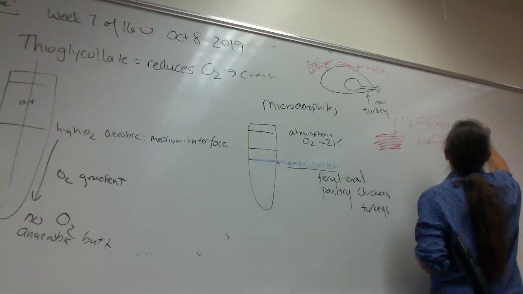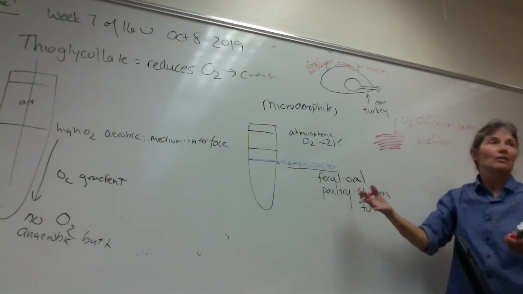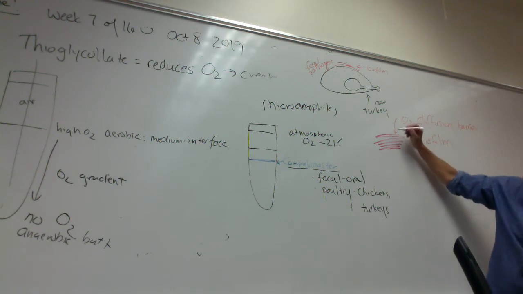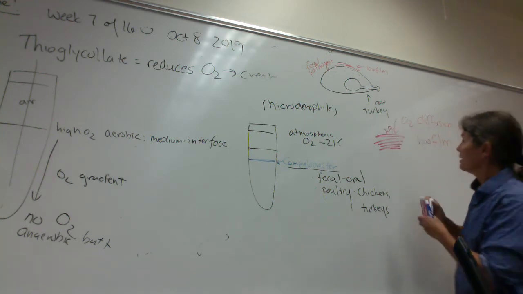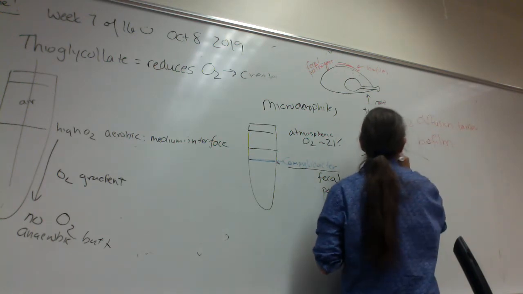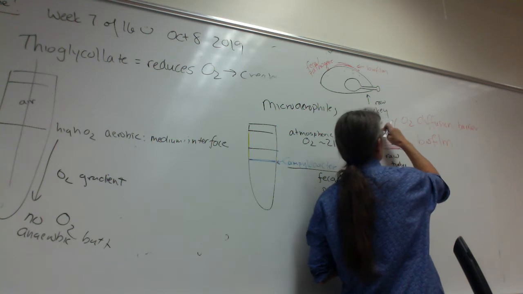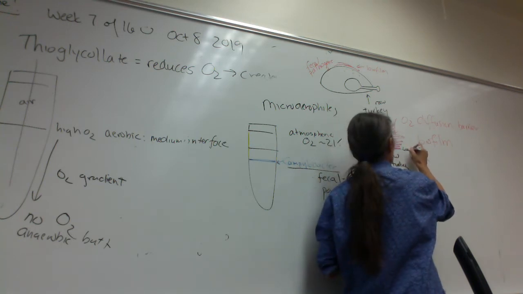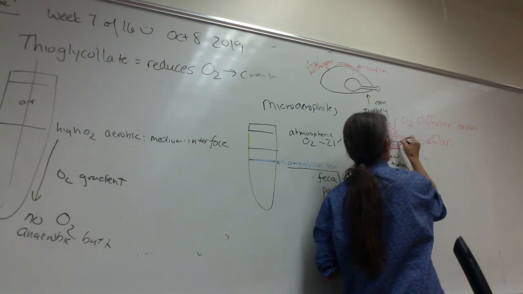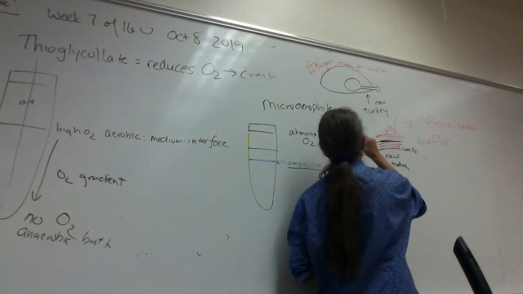So in a weird sort of way, you guys, it's sort of like our thioglycolate tubes. You'll have high O2 up here, and then next to your raw chicken or turkey, right? High O2 here, low O2 here. Does that make sense? In the deeper layers. So where are they going to grow? In the place that's just right.